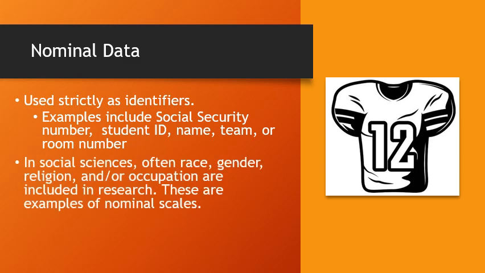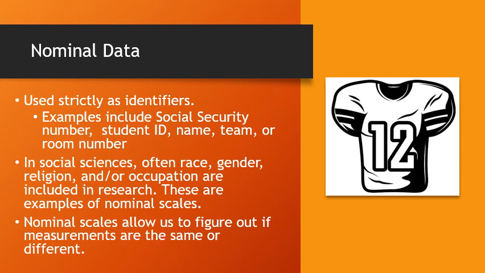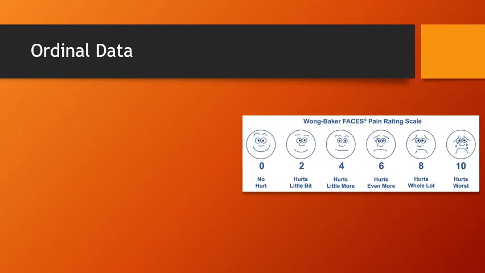In social sciences, race, gender, religion, and occupation are all examples of nominal scales that we might use. Nominal scales allow us to figure out if measurements are the same or different. For example, if I said who likes strawberry, vanilla, or chocolate ice cream, and say 20 people liked vanilla the best, 15 liked chocolate the best, and 12 liked strawberry the best, it would be easy to do all that with nominal data.